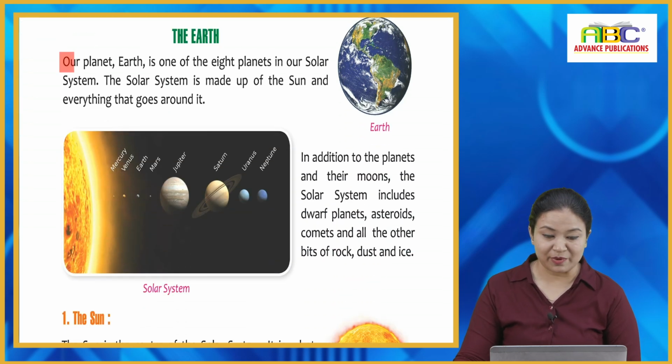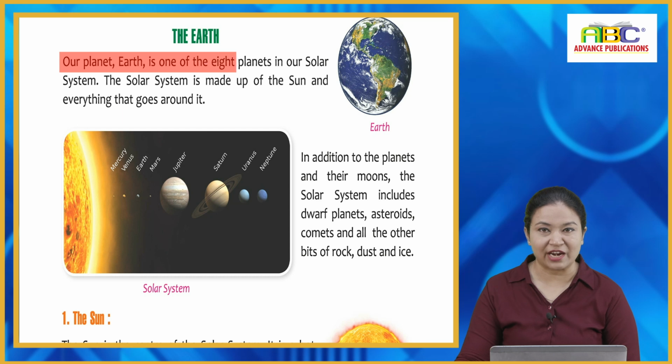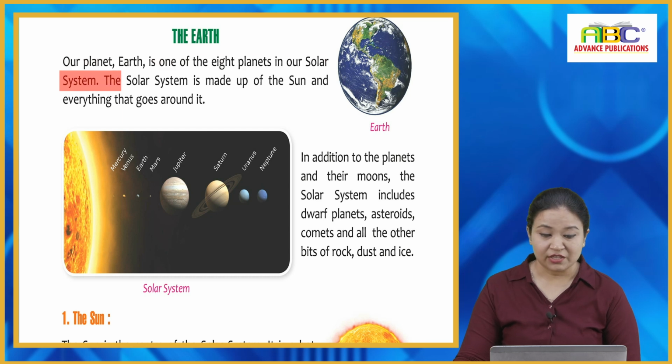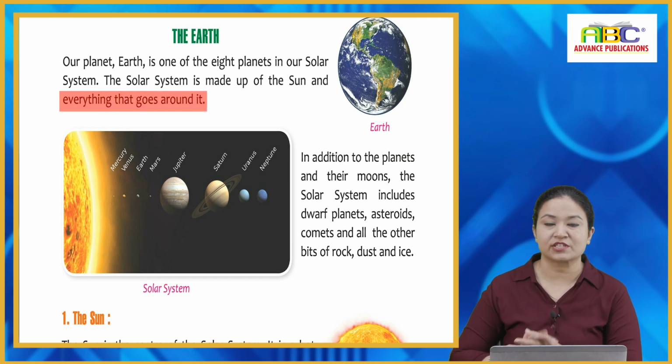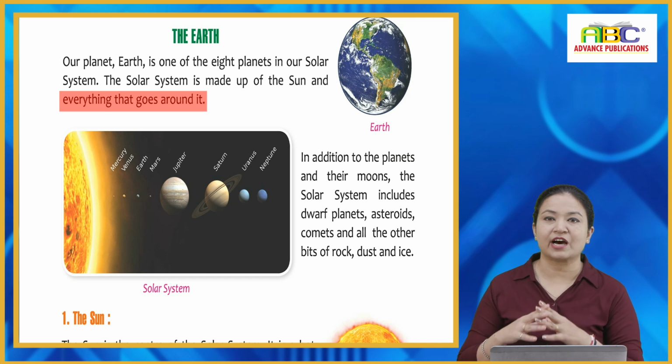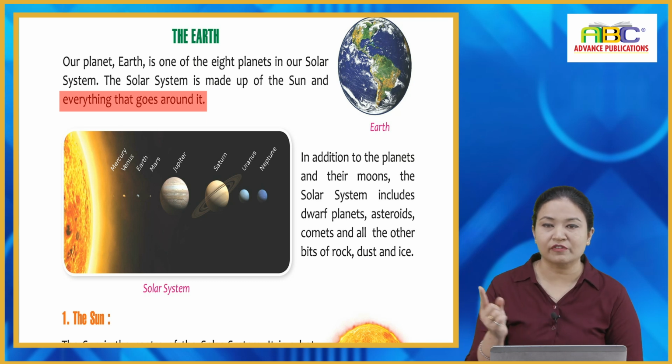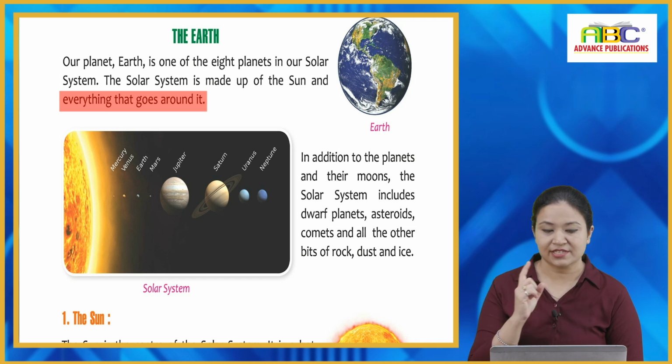The Earth, our planet Earth is one of the 8 planets in our solar system. The solar system is made up of the sun and everything that goes around it. So our planet Earth is a part of the solar system. Including Earth, there are other planets which revolve around the sun.